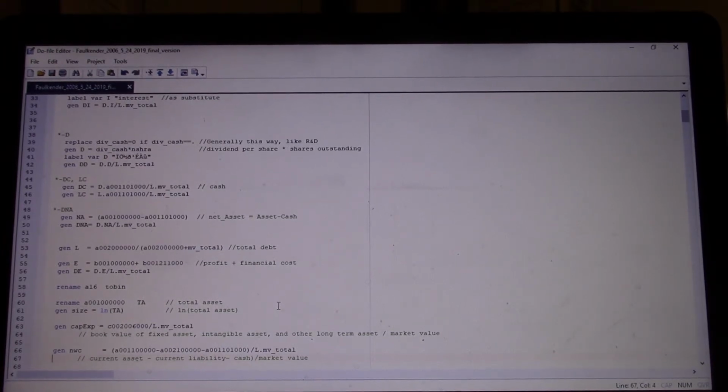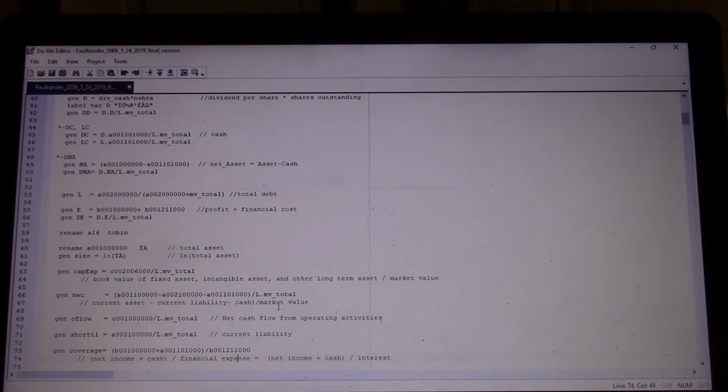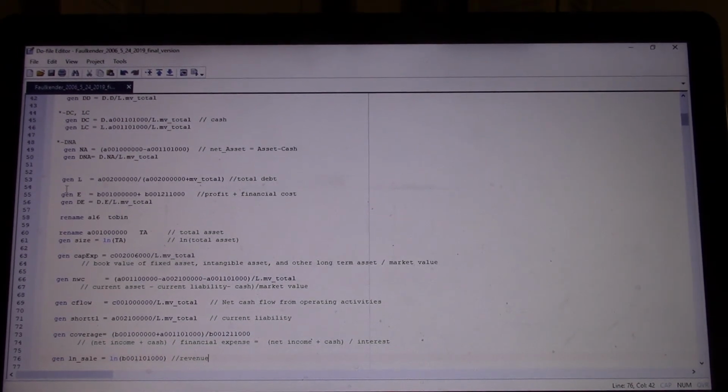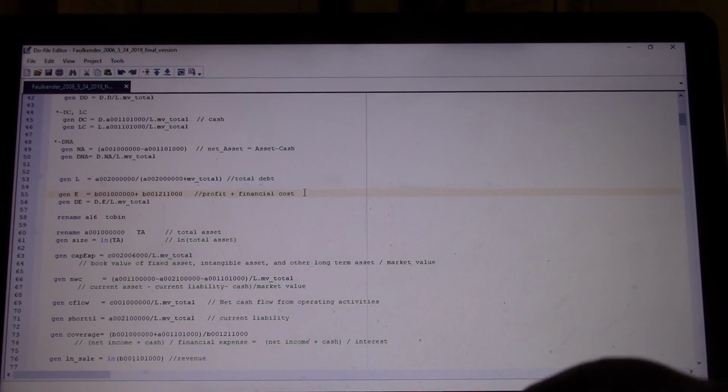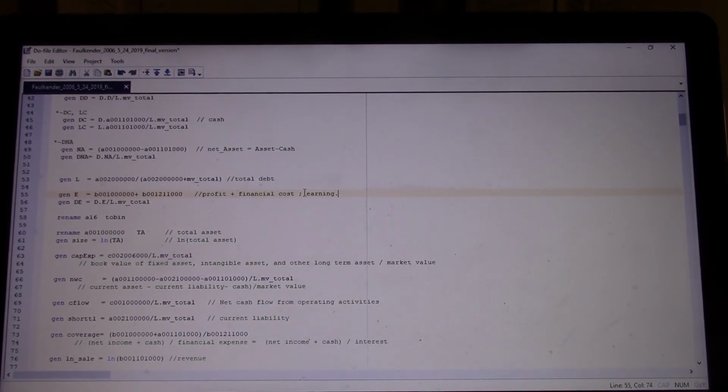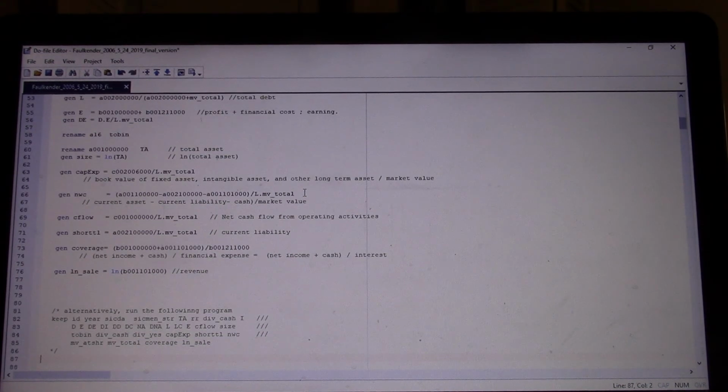And then dividend, and also DC is the delta of cash, and LC is the lag of cash. DNA is the delta of net assets. Net assets are defined as total assets minus cash. L is the total debt liability. E is equity, and DE is the delta of equity. No, E is the earnings here. Anyhow, here are all the definitions for all the variables needed.